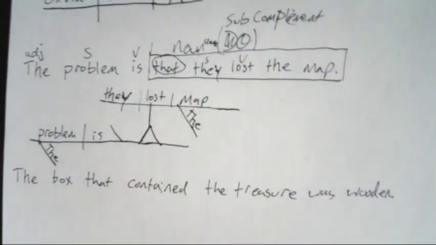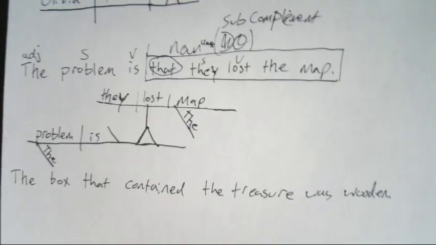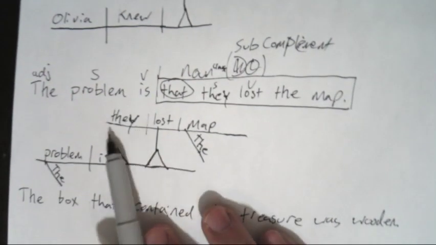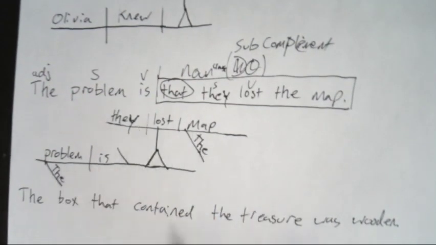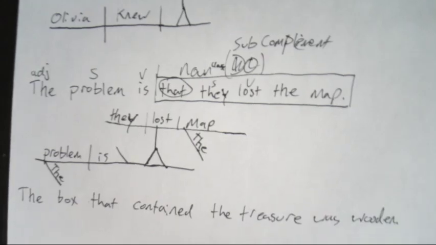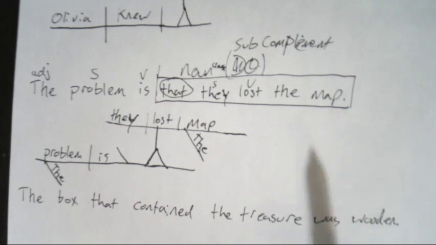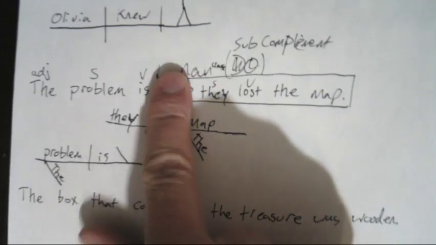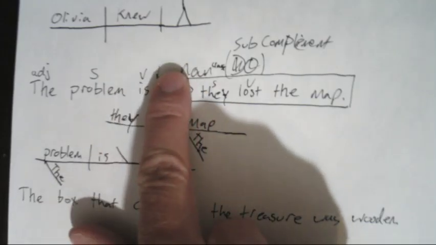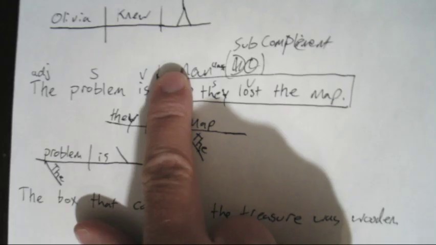That. What are we going to do with that? Well, it really doesn't have any place either here or down here. Right? It has no function. And in fact, if I was writing this sentence, I would just take that completely out, because we can read it without that. That has no function whatsoever. The problem is they lost the map. All right.